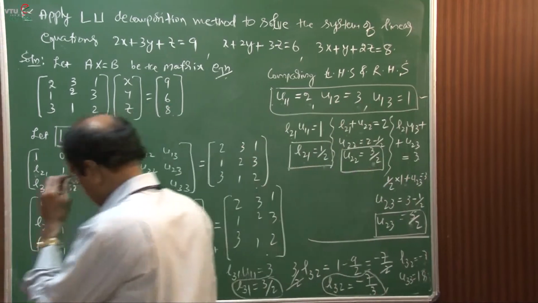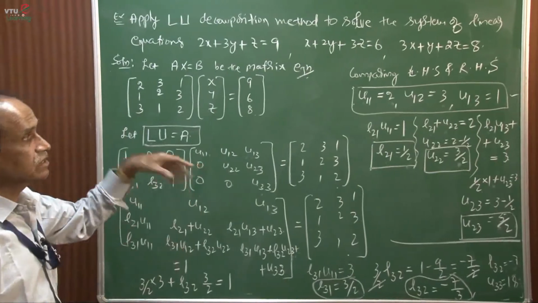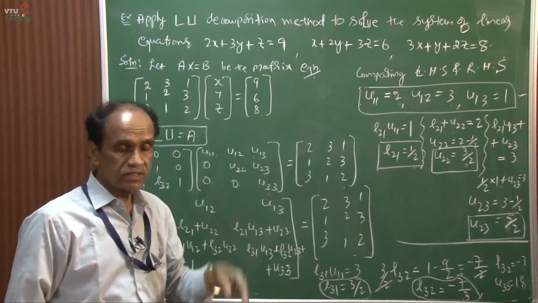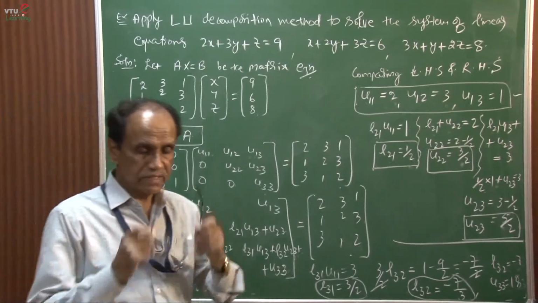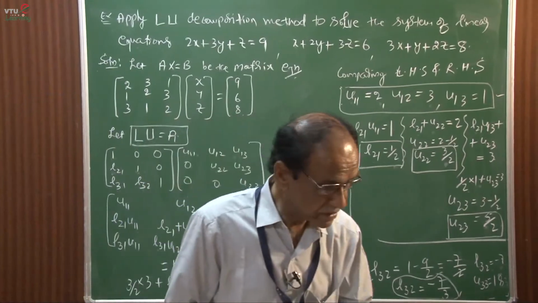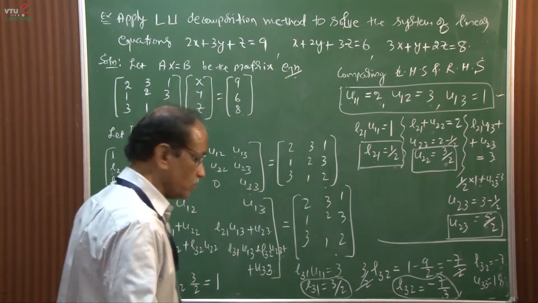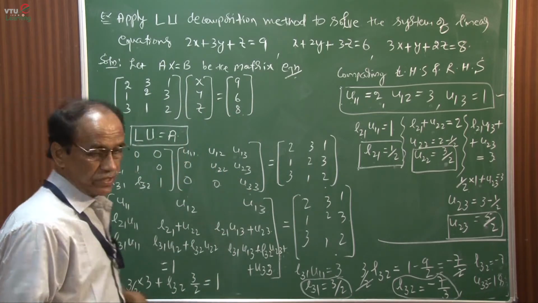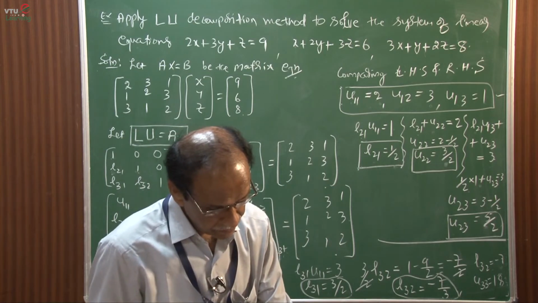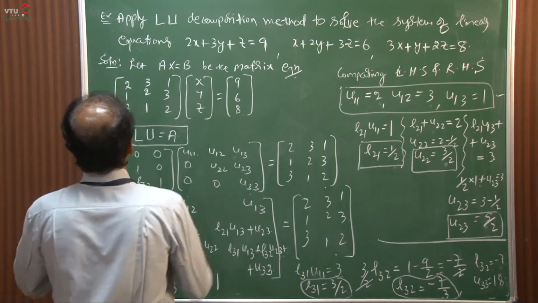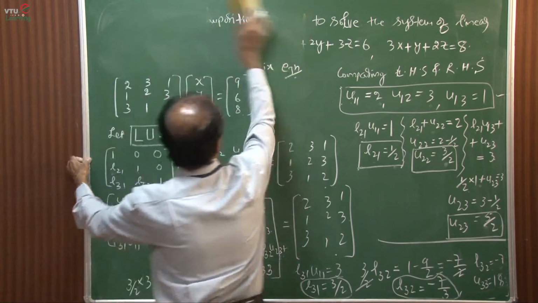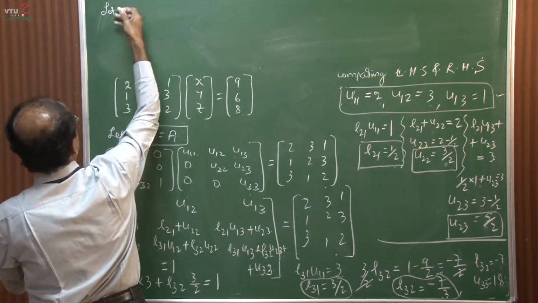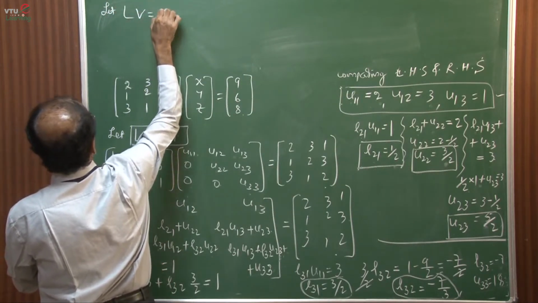So with this, the first step after calculating the L values and U values, you can do it by comparing from LHS to RHS. Now the next important step is to take L into V is equal to B, after calculating the values so far. L into V is equal to B. This is the second step, L into V is equal to B.